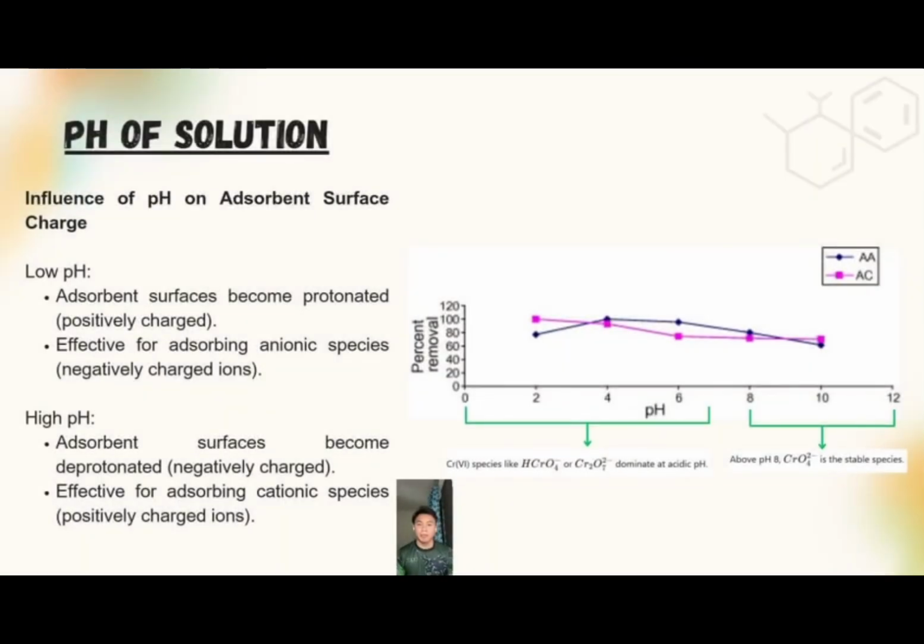Starting with pH, it significantly affects the adsorbent surface charge. At low pH, surfaces are protonated, making them effective for adsorbing anionic species. At high pH, surfaces are deprotonated, favoring cationic species. Graphs show that chromate species dominate above pH 8, while acidic pH favors hydrogen chromate ions. We can look at the graph of percent removal versus pH values.